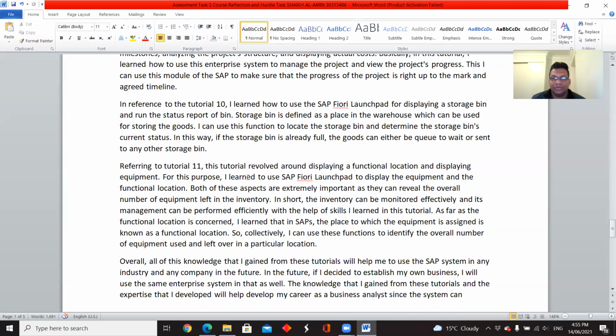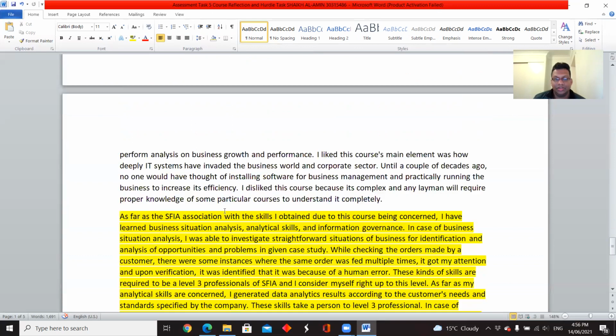Also, we learned about displaying the functional location and displaying the equipment. I learned the theory from displaying the equipment and the functional location. Both of these aspects are extremely important as they can reveal the overall number of equipment left in the inventory.